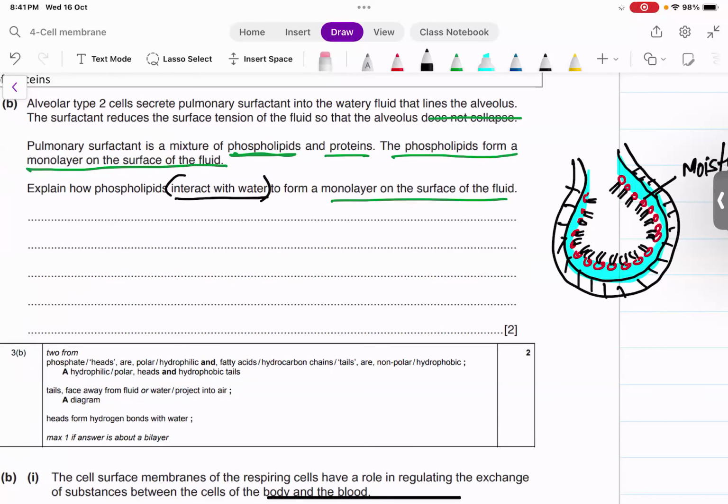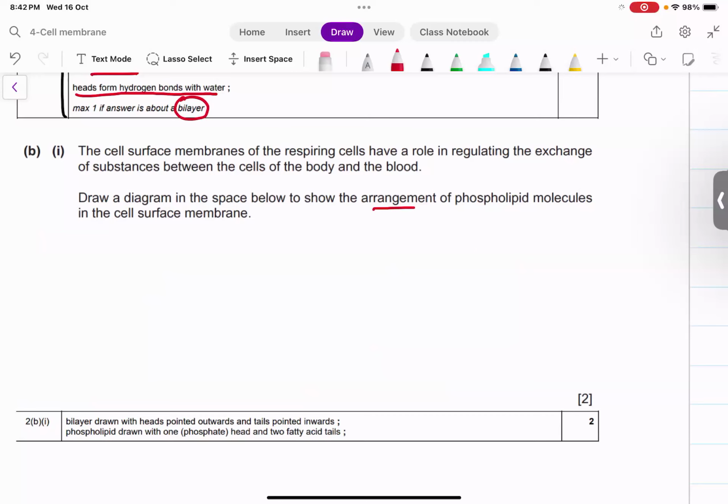Now let's see, the cell surface membrane of the respiring cells have a role in regulating the exchange of substances between the cells of the body and the blood. Draw a diagram in the space below to show the arrangement of phospholipid molecules in the cell surface membrane. So obviously this would be phospholipid bilayer, and this is for 2 marks. So we have already discussed that the polar head should be outwards. Okay. And the non-polar tail should be facing each other. So this is how we should draw this bilayer.